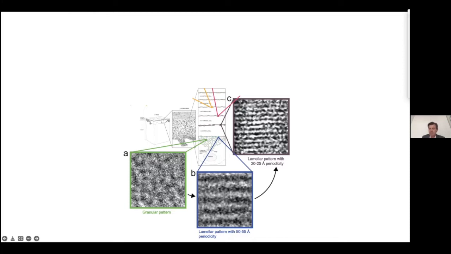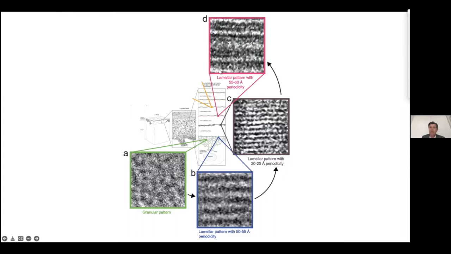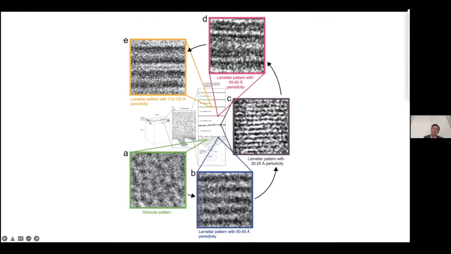And this pattern is in turn in the next extracellular space replaced by this pattern, which is an asymmetric fine lamellar pattern with a periodicity of 55 to 60 angstrom, and which finally then is replaced by the yellow pattern above the third extracellular space, which is the major barrier structure, which is also asymmetric, and it has a periodicity of 110 to 120 angstrom.